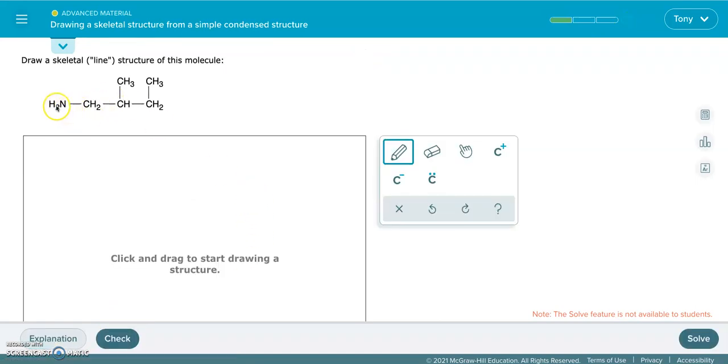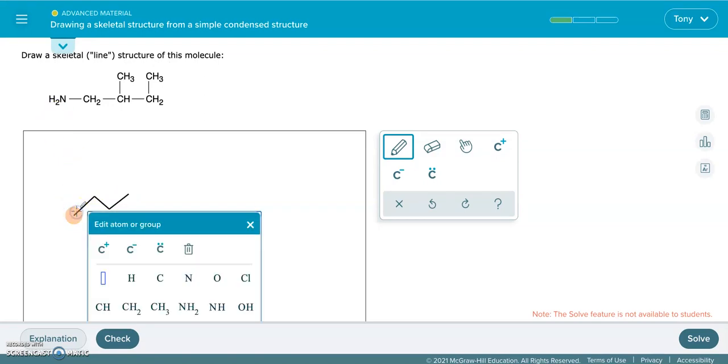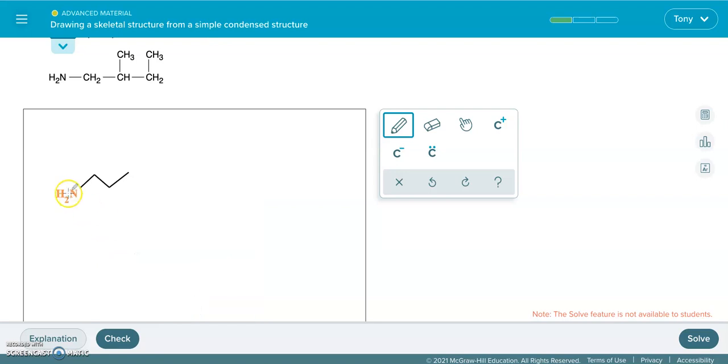Again, I'm just going to start by drawing the main chain first, and then we'll add in any groups that we need to once we've done that. And I like to do it in this stepwise manner, with these angles, just because that's how we would typically do it. It makes it a little bit easier. So this would be this NH2, and I'm going to actually have to put that in this way. So I need to switch the order here.